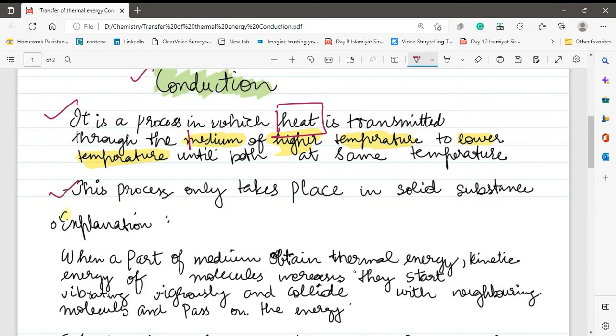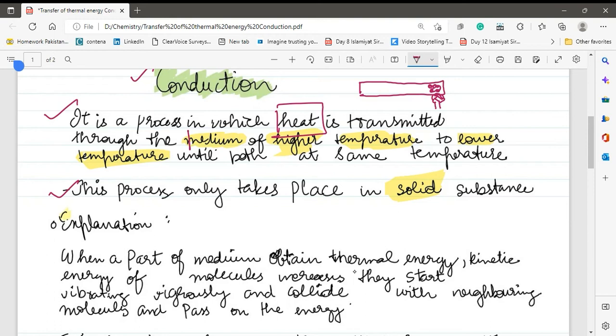The next point states that this process can only take place inside solid substances. So please keep this in your mind that the process of conduction is only possible inside the solids. I can give you an example so you can understand this in a much better way. We have a metal rod, and I am heating this metal rod from this end. As I am heating this metal rod, the molecules of this portion are getting the thermal energy. That thermal energy will be converted to the kinetic energy of these molecules, and the molecules will start vibrating vigorously.